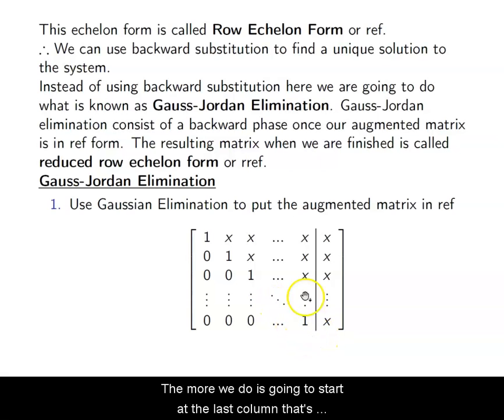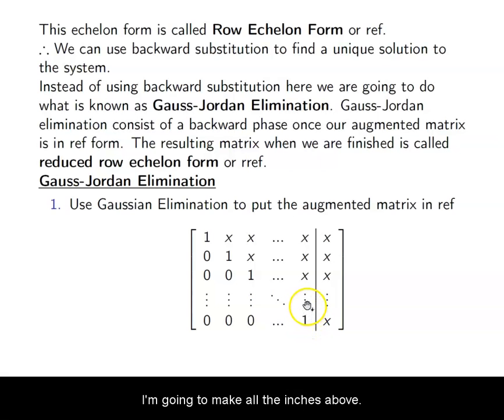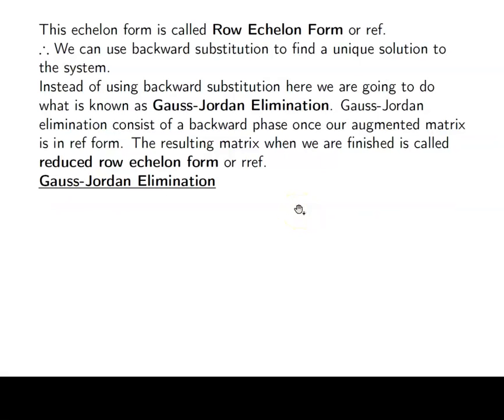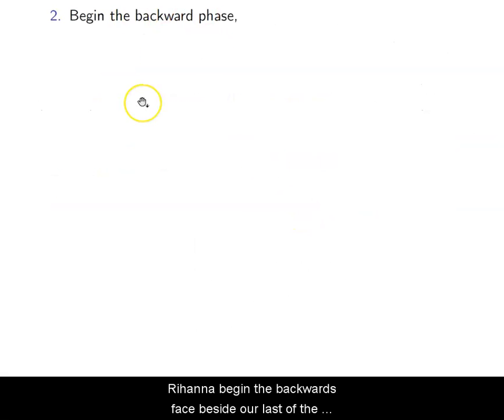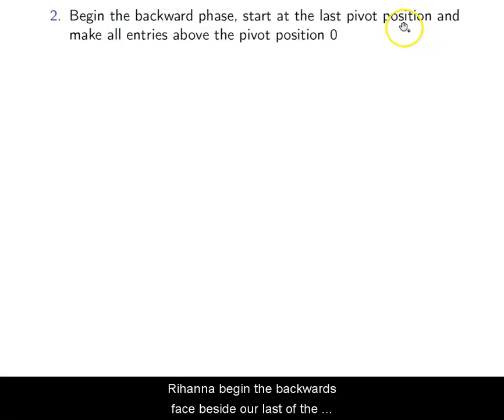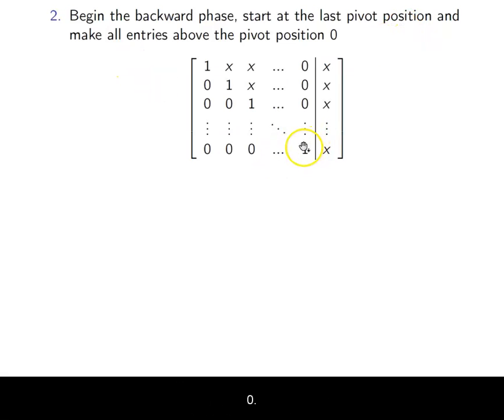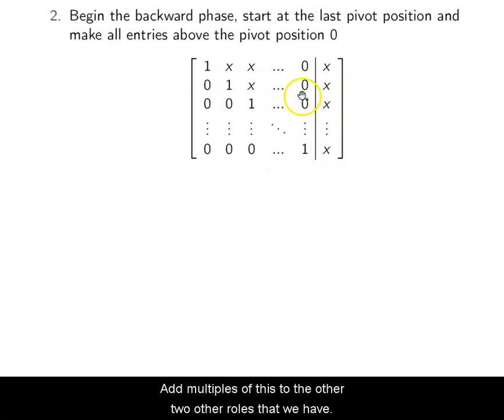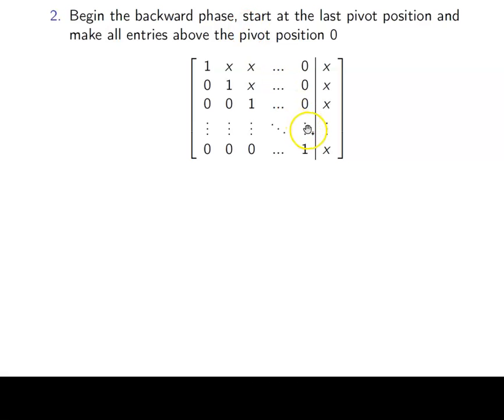So what we're going to do is start at the last column that's on the left-hand side of the equal line, and we're going to make all the entries above the bottom one 0. Wrong direction. So we're going to begin the backwards phase. We start at our last pivot position and make all the entries above that position 0. So this is 0. We're going to add multiples of this to the other rows that we have and make all the entries above it 0.